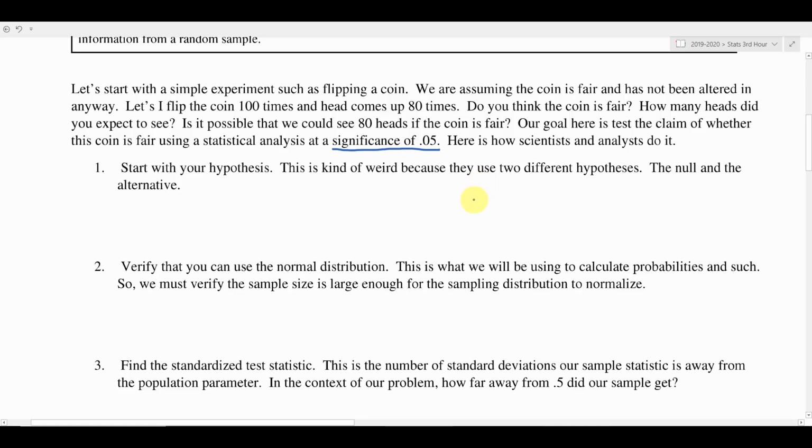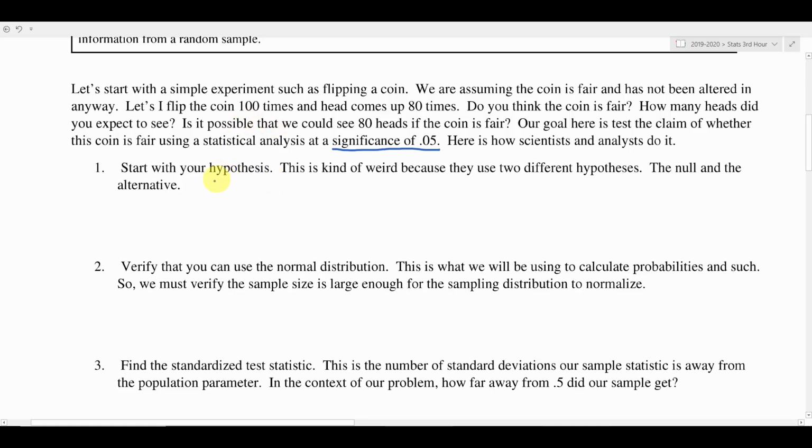Here's how scientists and analysts do this. How do we test a claim about this coin? We're going to start with a hypothesis. You've probably seen this word quite a bit in a science class where you have a hypothesis that you're going to test. It's the same kind of thing here, but it's kind of weird because we're going to use two different hypotheses, what we call the null and the alternative hypothesis.